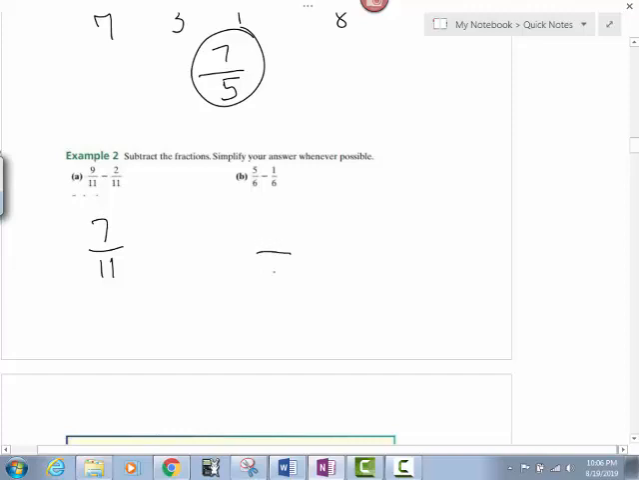The next one here, my common denominator is 6. 5 minus 1 is 4. I can reduce this fraction. I can divide them both by 2. So 2 goes into 4 twice, and 2 goes into 6 3 times. And there we are. We are reduced.